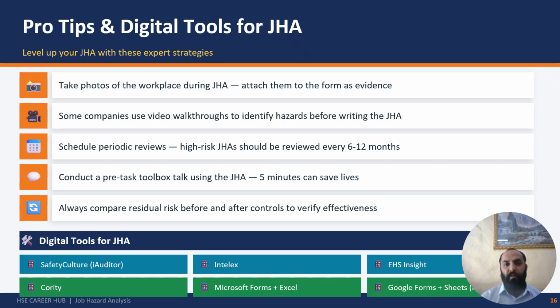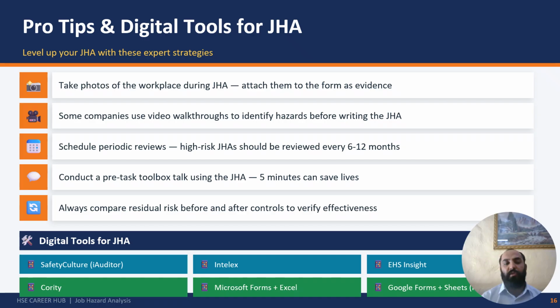Tip 5: check the residual risk. After you have listed all your controls, go back to the risk matrix. Rate the risk again with those controls in place. If it's still too high, your controls are not enough. Find better ones. Never accept a residual risk that's still extreme or high without escalating to the management.